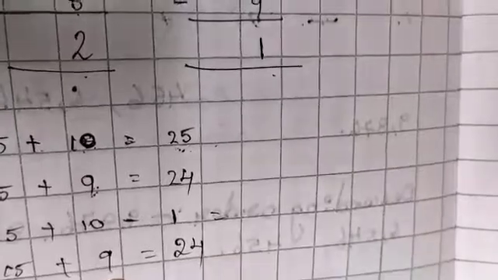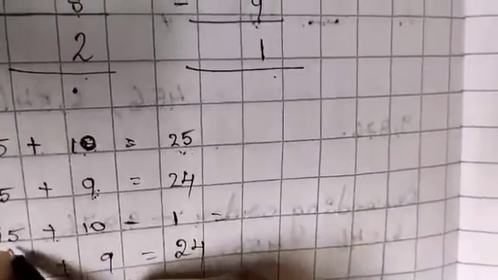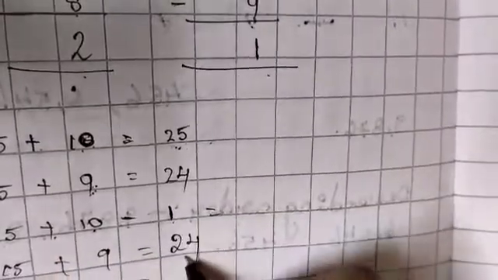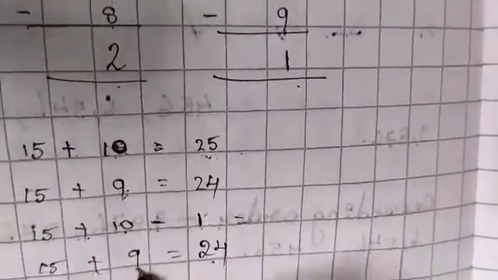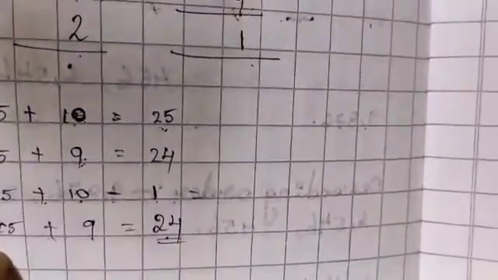15 plus 10 minus 1 will be 9, right? If you do like this, what is the answer you will get? 24. 15 plus 10 will be 25. Minus 1 will be 24. So 15 plus 9 will be 24.